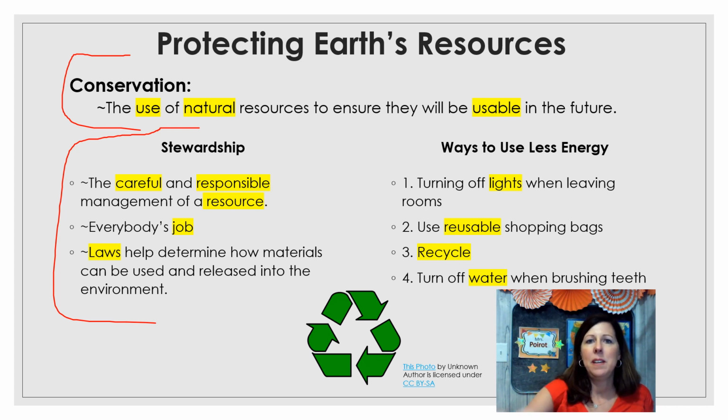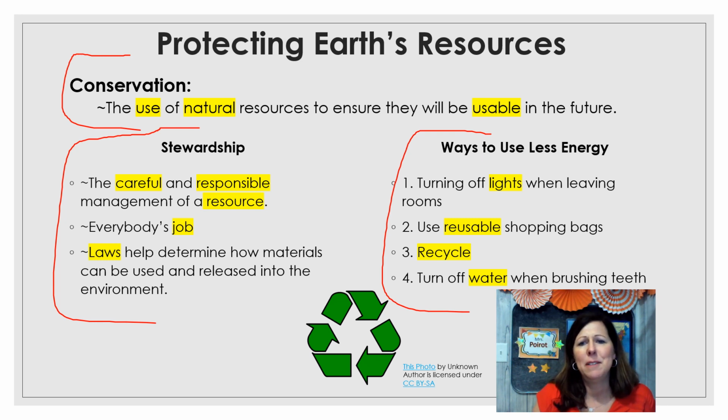And then also we can think about the different ways that we can use less energy. A big one is by turning off lights when we leave rooms. I love at our school how they have those timers. So if no one's in the room, if you forget to turn the light off, a timer will shut it off for you. So I think that would be really helpful in our homes as well. But try to turn off lights when you leave the room.